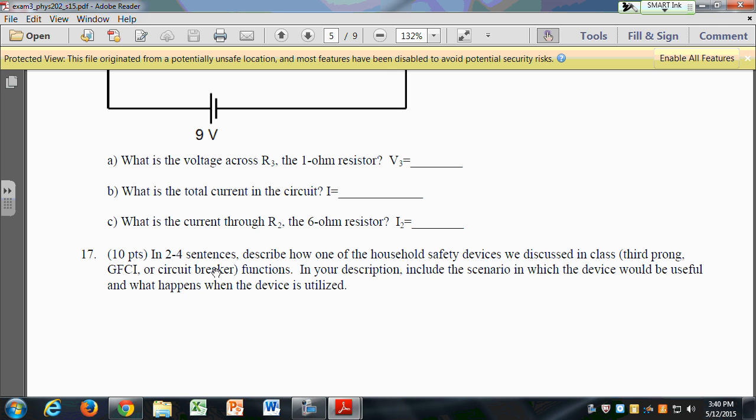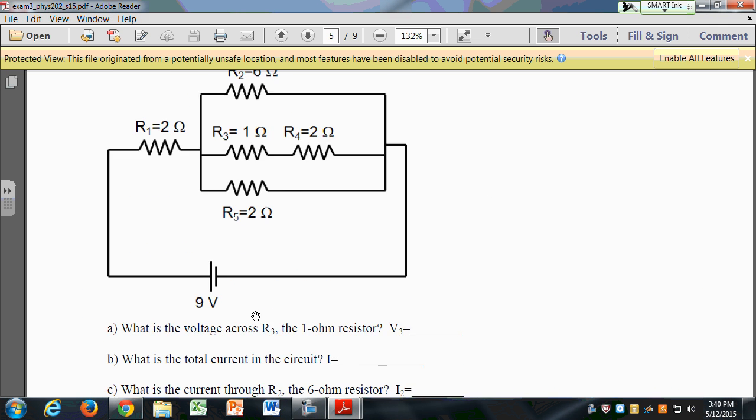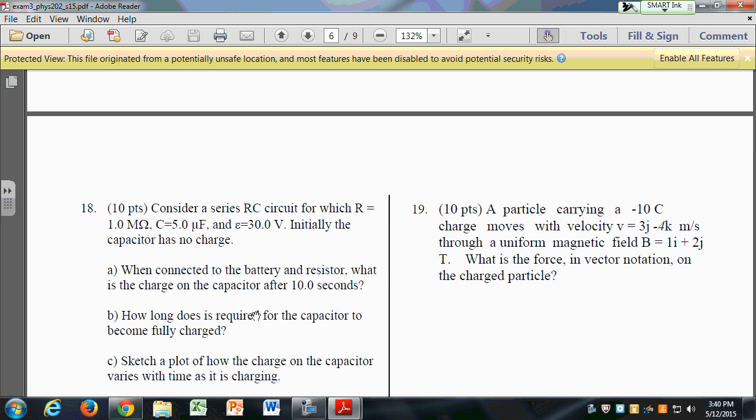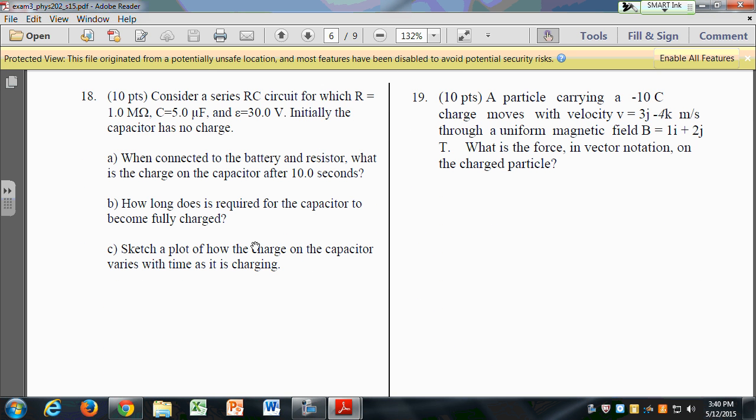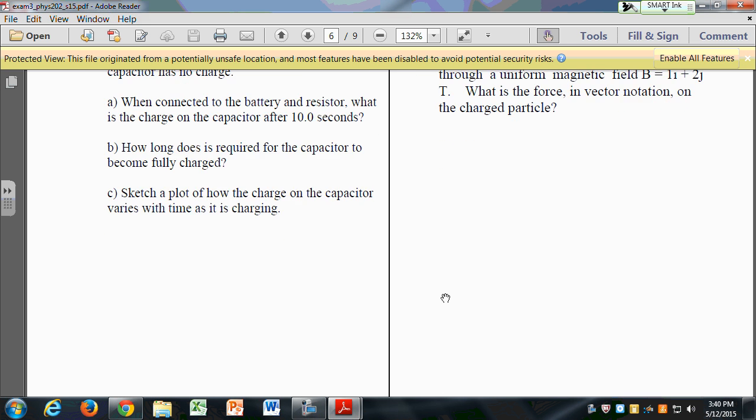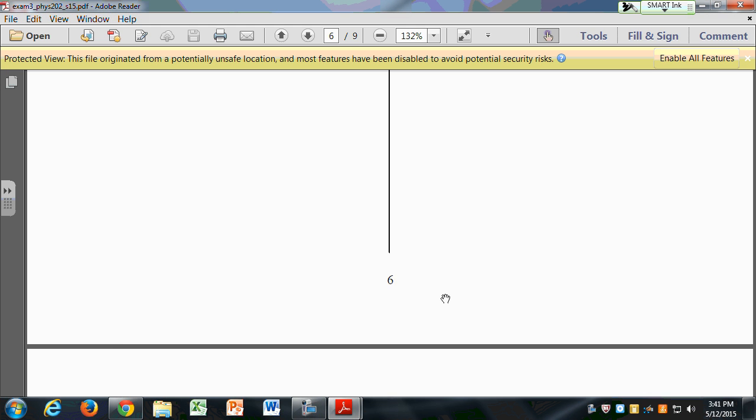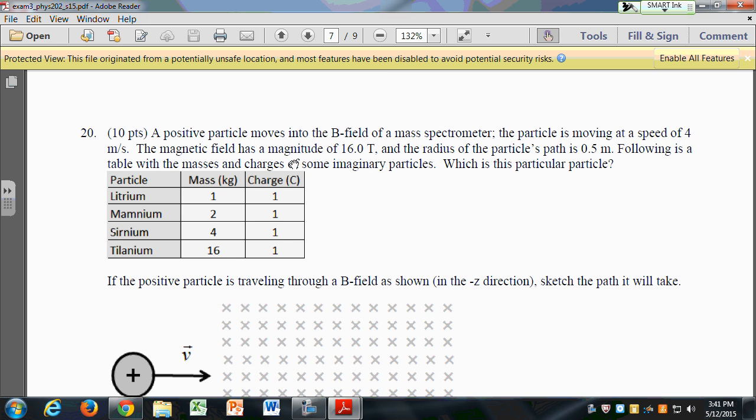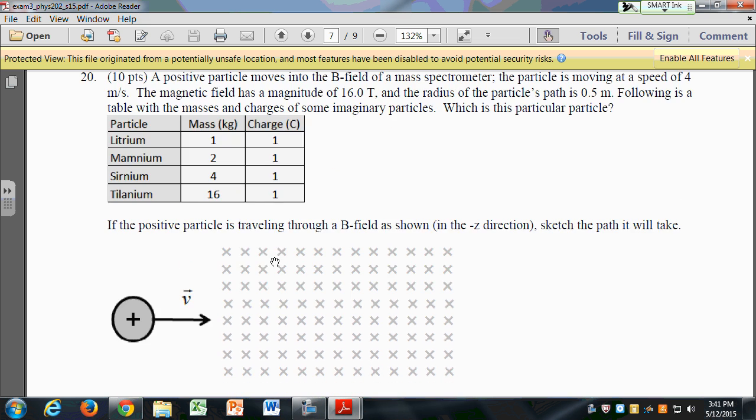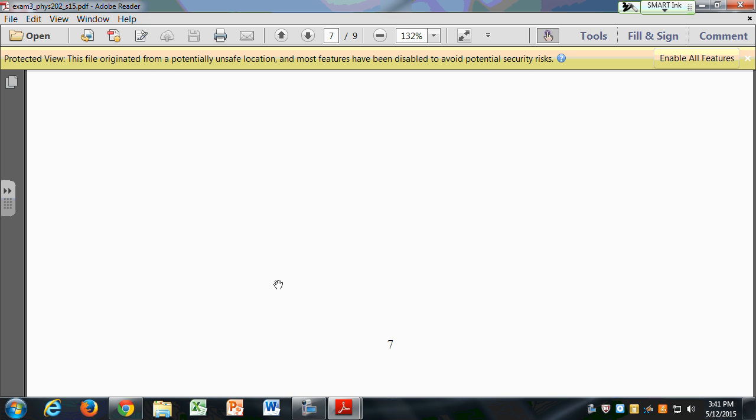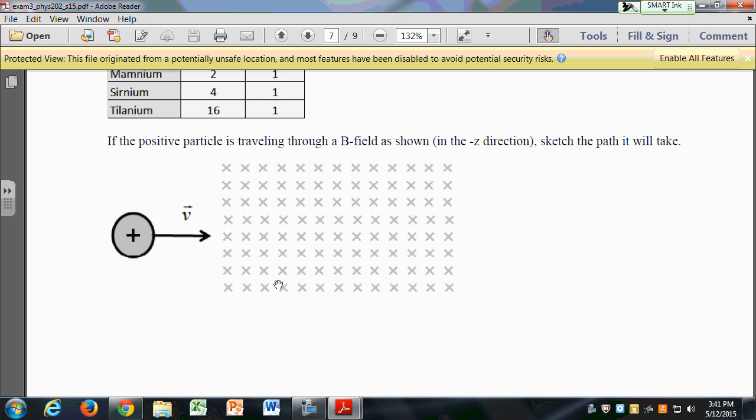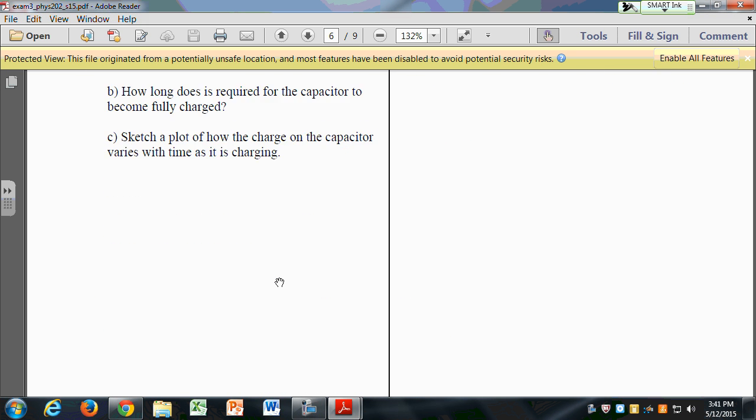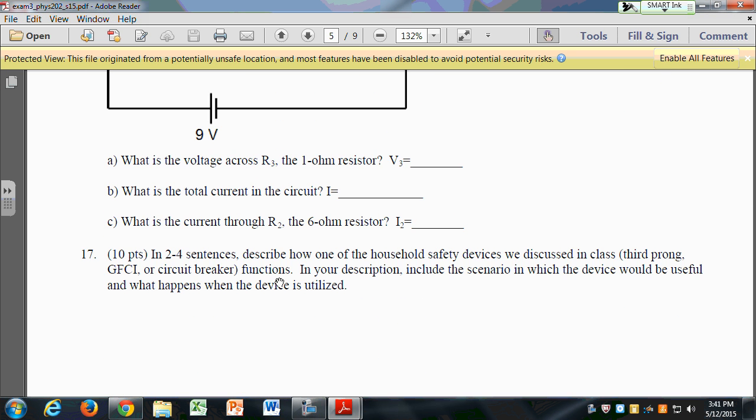Here's that question about household safety devices. Any of these stand up to y'all? RC circuits, this is really just knowing the equations. They're on the form. This is really just a cross product. I think y'all are pretty good at that now, but if not, let me know. I can work through any of these. This is the cyclotron equation for a mass spectrometer. Any one of these in particular? All right, 15 and 17? Okay, I'll do 17 right now.